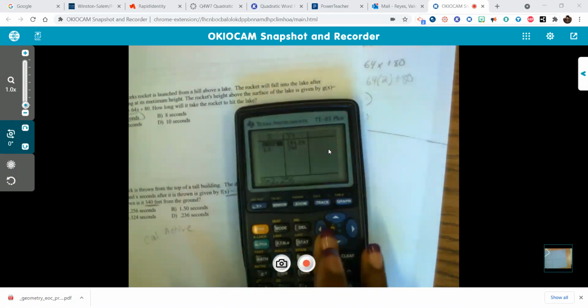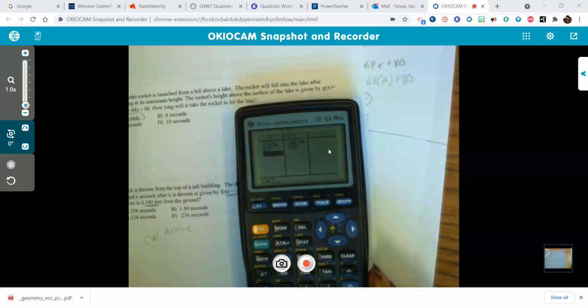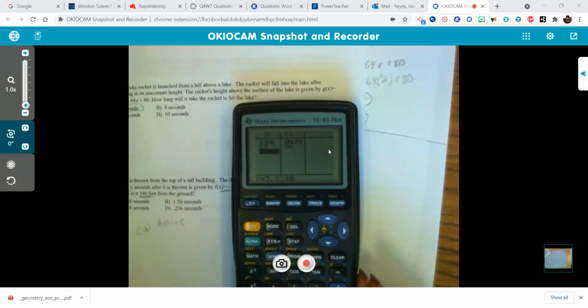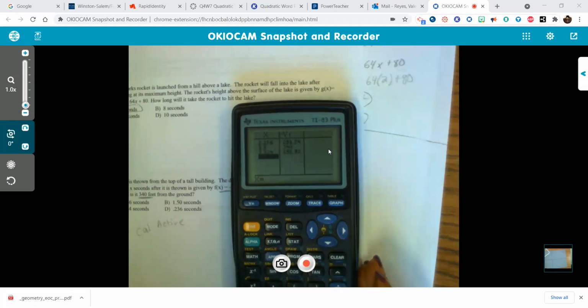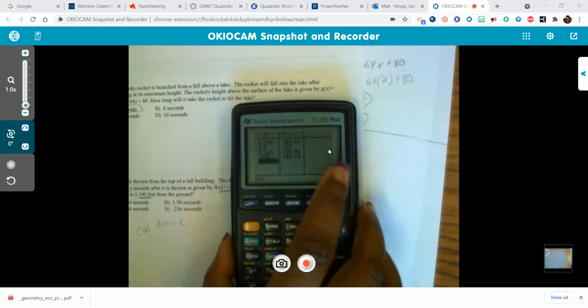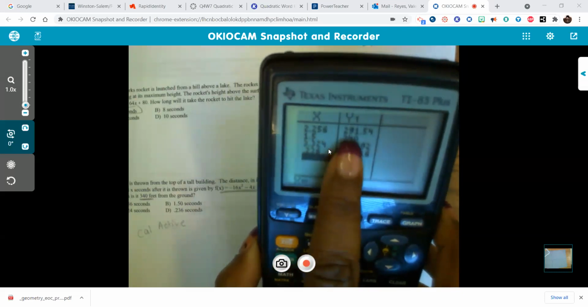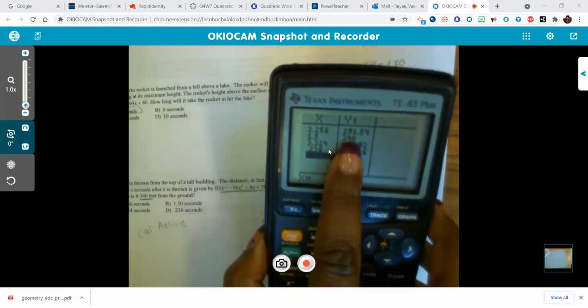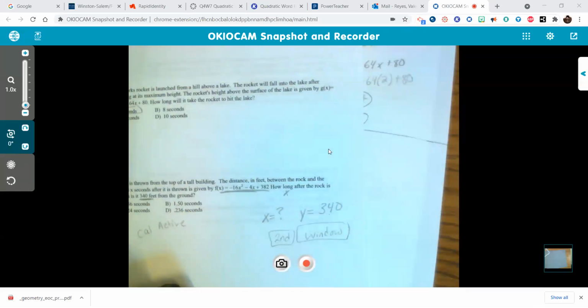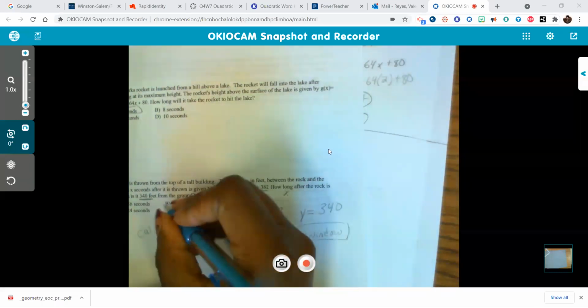Okay. And then let's type in 3.324 and 0.236. And so you can already see your answer is 1.5 because that gives you 340. Okay. So my answer here is going to be B.